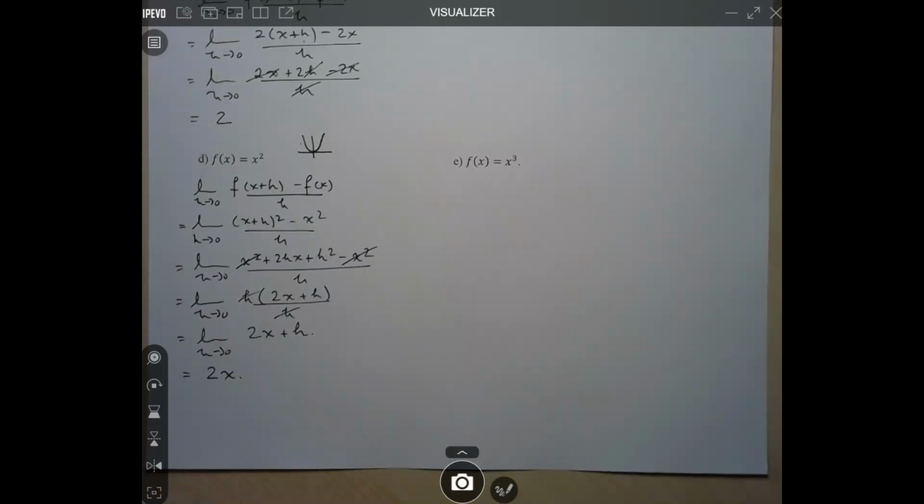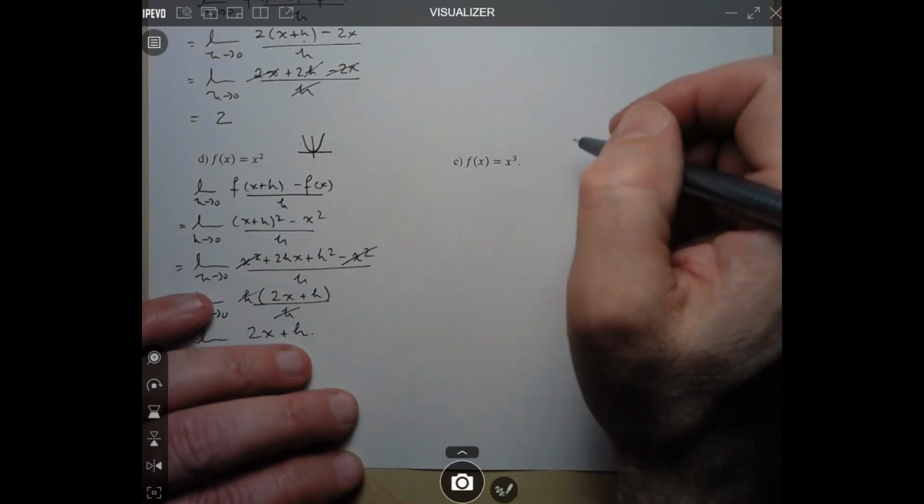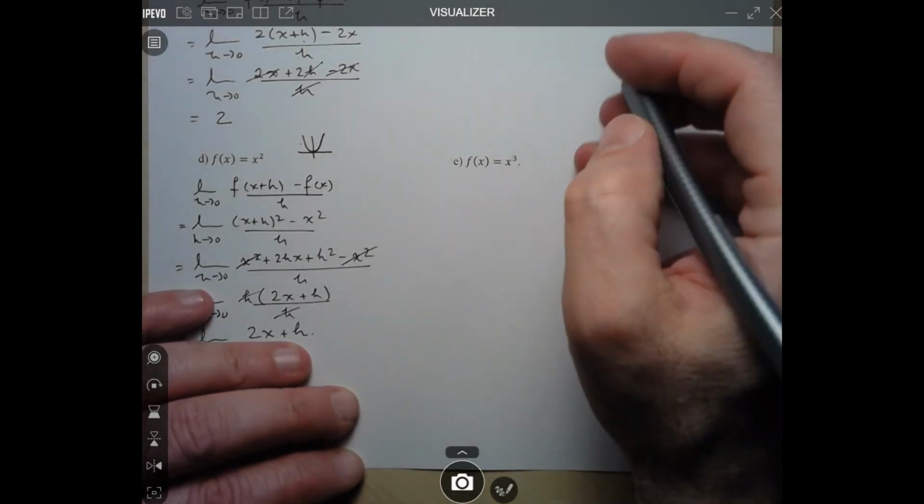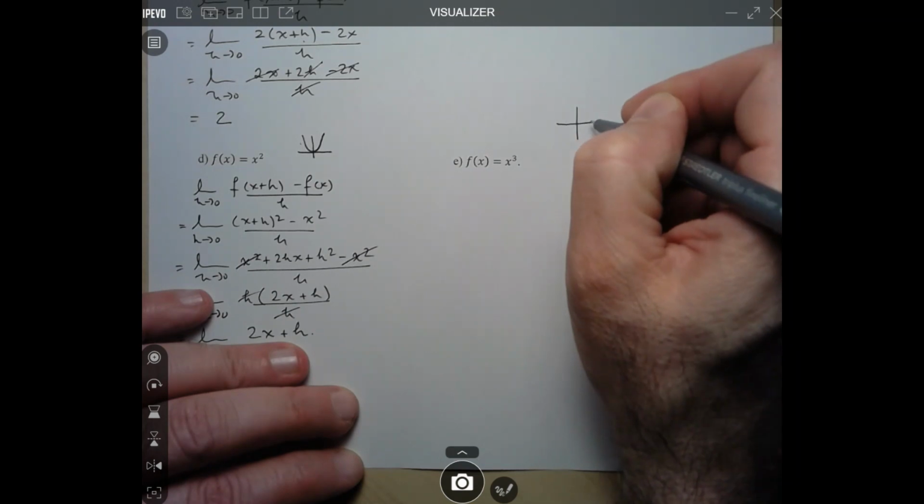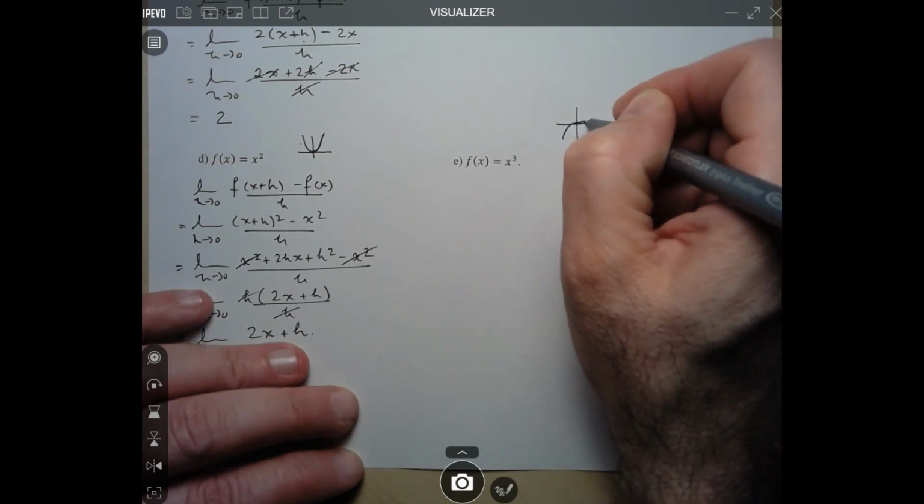Hi folks, we're going to take up the rest of the derivatives on this lesson. All right, so here now we're going to work with y equals x cubed. And we do know what y equals x cubed looks like. Looks something like this here.